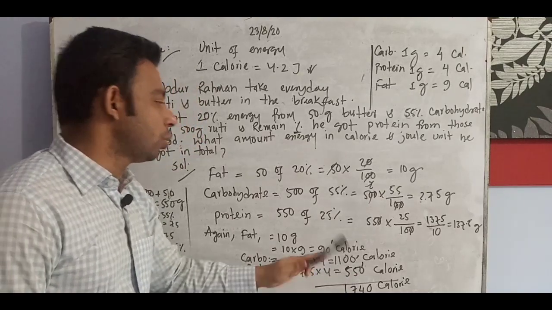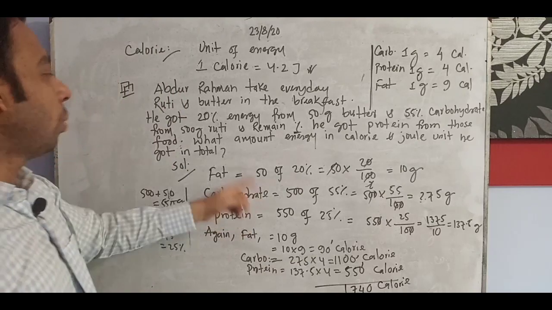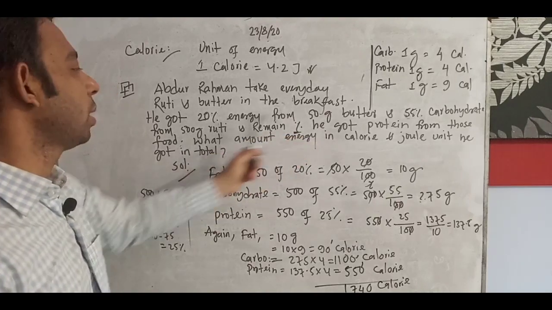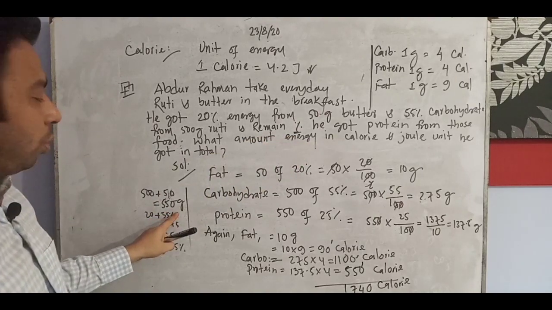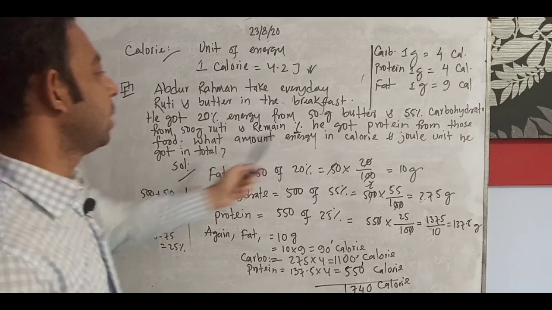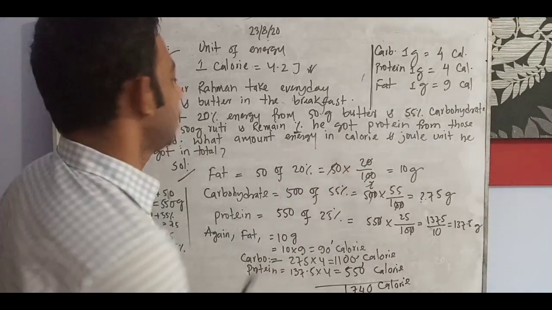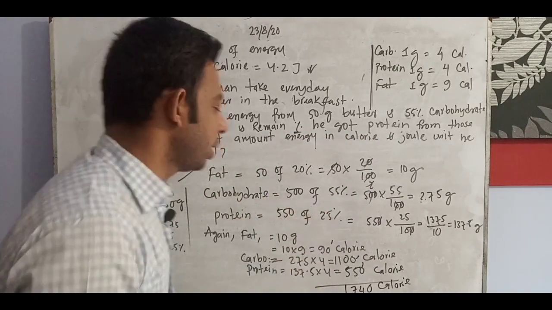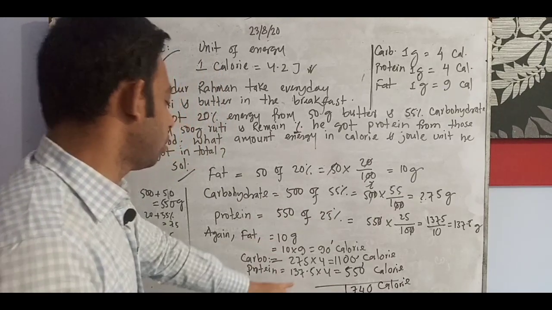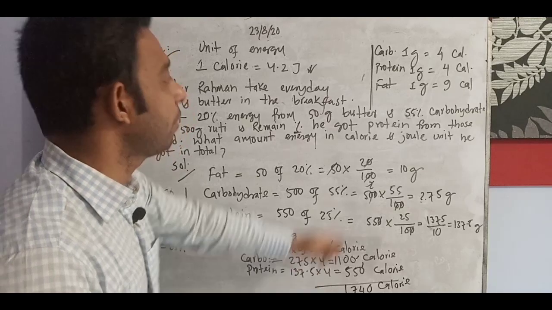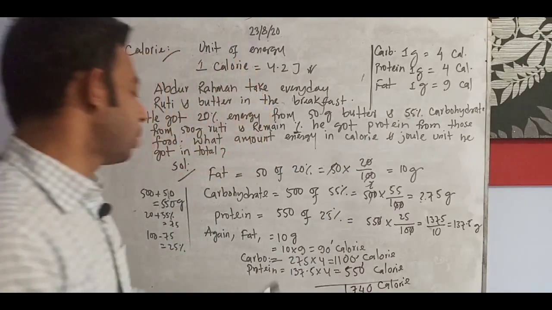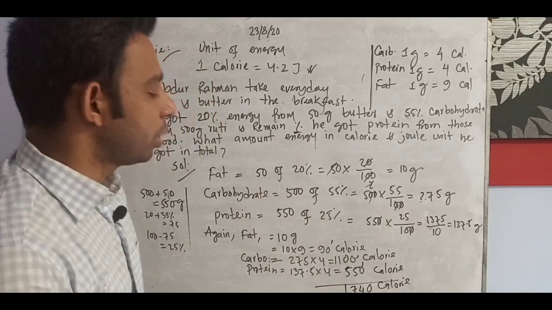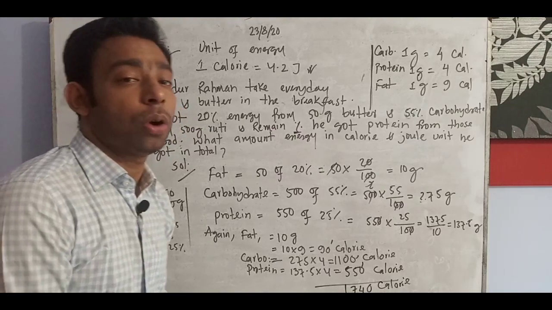And protein is the remaining part, it is understandable because the total food means 50 gram butter plus 500 gram roti, in total 550 gram. Look here, he got 20% and 55% energy, that means 75% out of 100%, minus 75% the remaining 25% he got as protein. So in this way, 137.5 into 4, since 1 gram equals 4 calories, so 550 calorie. In this way we can write that in total he got 1740 calorie energy.